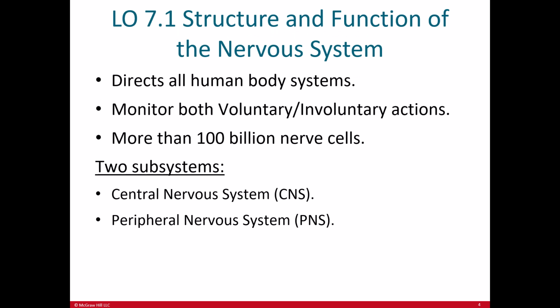All right, let's begin with learning outcome 7.1, structure and function of the nervous system. Our nervous system directs all human body systems. It monitors both voluntary and involuntary actions. We have more than 100 billion nerve cells. And our nervous system is broken down into two subsystems, known as the CNS and the PNS. So we have the central nervous system and the peripheral nervous system.